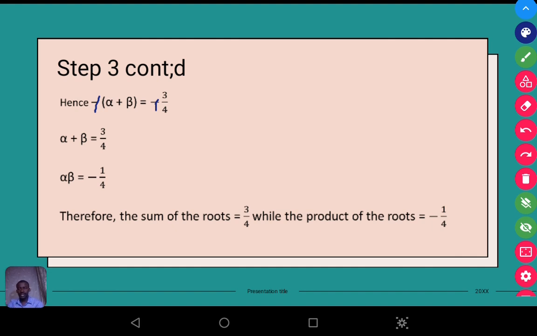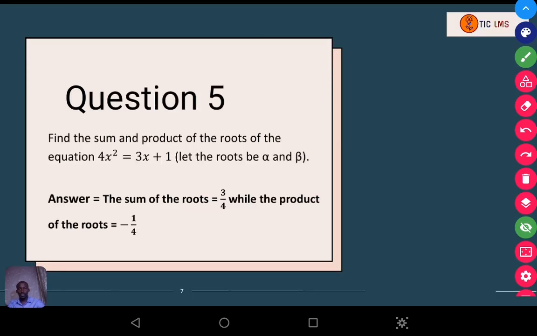So we therefore say that the sum of the roots is 3 over 4. And also alpha beta equals negative 1 over 4. That is the product of the roots, equal to negative 1 over 4. So we have the answer to this question.